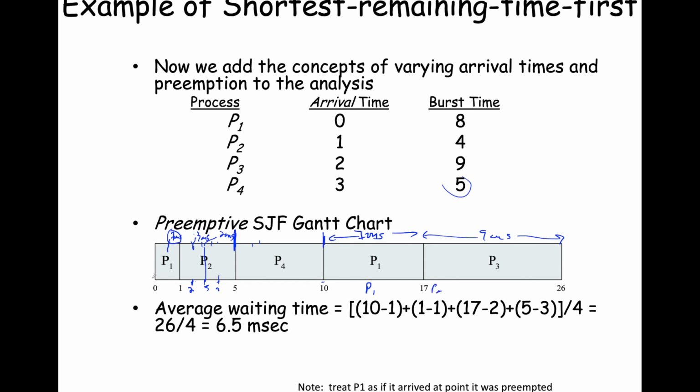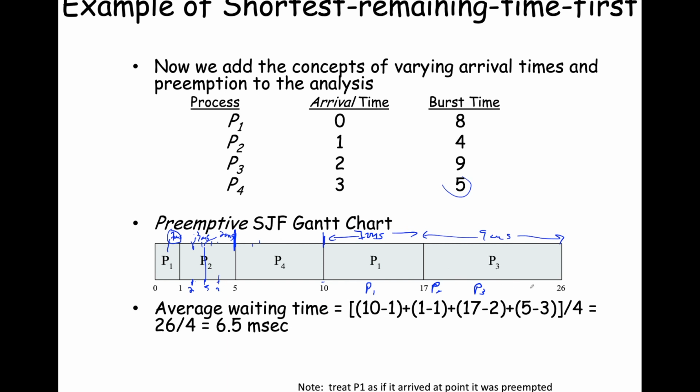Well, what happened? P2 arrived at 1, and it waited for 1 second, right? So it's 1 minus 1, or 0 seconds that P2 waited. Okay, P3: it arrived at time 2, but it started execution at 17. So we say 17 minus 2, because that's the amount of time it really waited, because you don't wait the whole 17 when you arrive at time 2. So 17 minus 2 is the amount of time P3 waited.